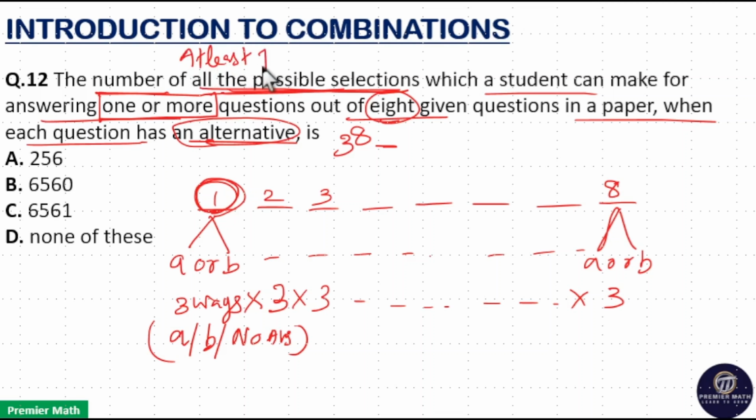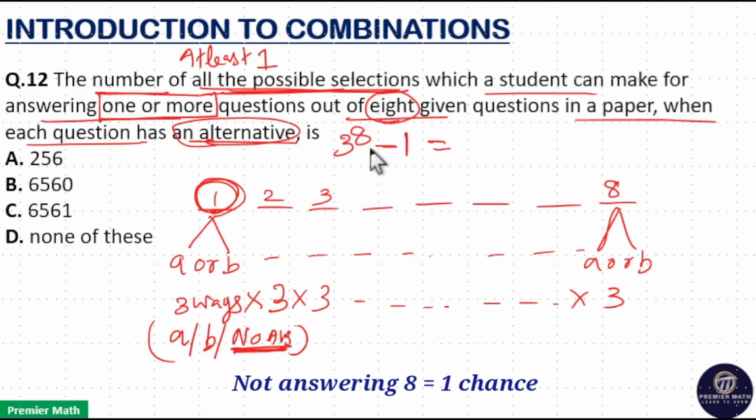That is, the candidate cannot give a blank sheet. Here, in these 3 ways, not answering a question is included. So this 3 raised to 8 includes not answering the 8 questions, that is, not answering the first question, not answering the second question, up to not answering the 8th question. That is, 3 raised to 8 includes the possibility of a blank sheet. So, we have to subtract that blank sheet possibility from this 3 raised to 8.